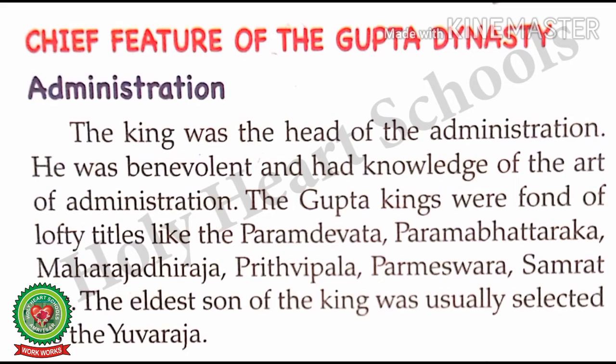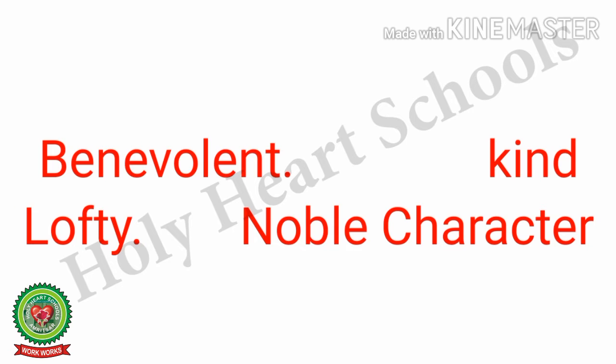The Gupta kings were fond of lofty titles like Param Devta, Param Bhatrak, Maharaj Diraj, Prithvipal, Parmeshwar, Samrat, etc. The eldest son of the king was usually selected as the Yuvraj. Students, benevolent means kind, lofty means noble character.